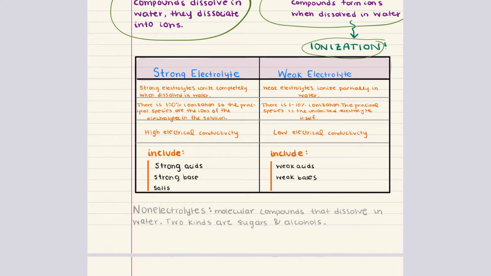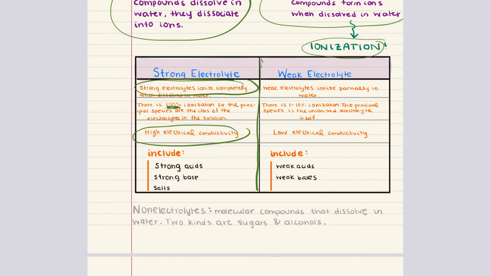So that's what we want to talk about next and begin to learn how to distinguish between strong and weak electrolytes. A substance that completely dissociates into ions in aqueous solution is called a strong electrolyte. Here, for strong electrolytes, there is 100% ionization. All right, so the principal species are the ions of the electrolyte in the solution. What this results in is high electrical conductivity.